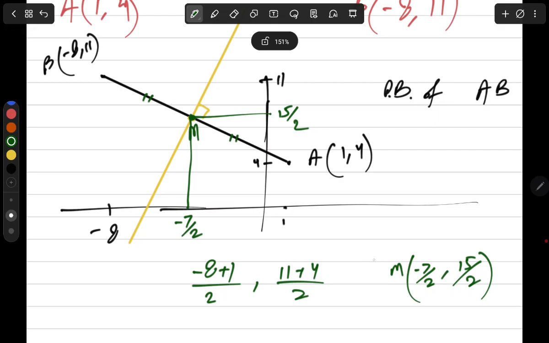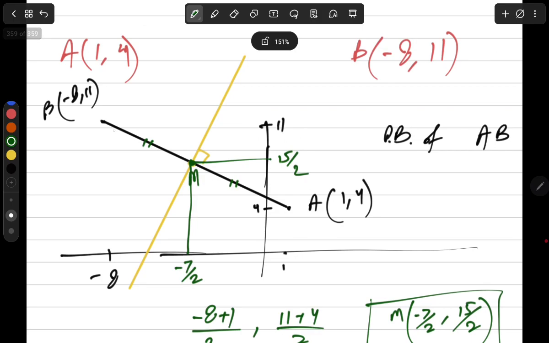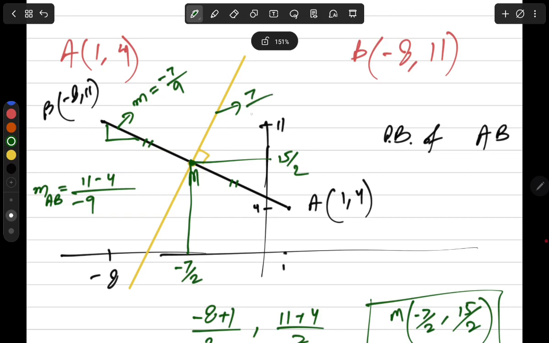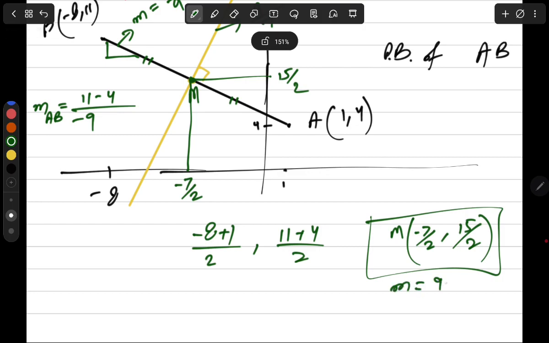Now we just need to find out the gradient of this line. We cannot find the gradient of this yellow line directly, so instead we will find out the gradient of line AB, which is nothing but y2 minus y1, so 11 minus 4, upon x2 minus x1, minus 8 minus 1 is minus 9. So 7 upon minus 9. So if the gradient of this line is minus 7 upon 9, the gradient of this line is going to be 9 upon 7, the negative reciprocal, right? So the negative gets omitted and the gradient flips. So 9 upon 7 is going to be the gradient of this.